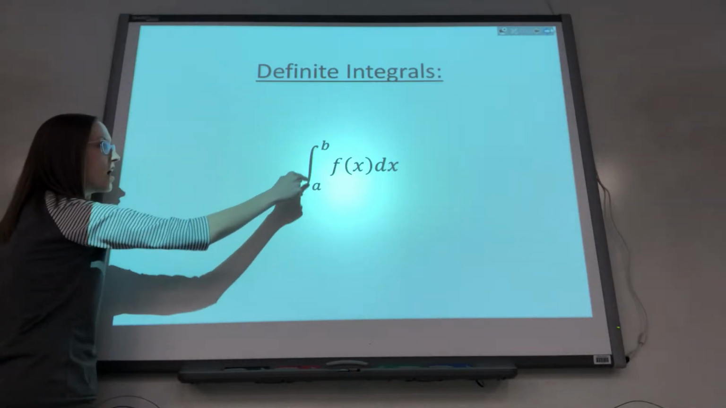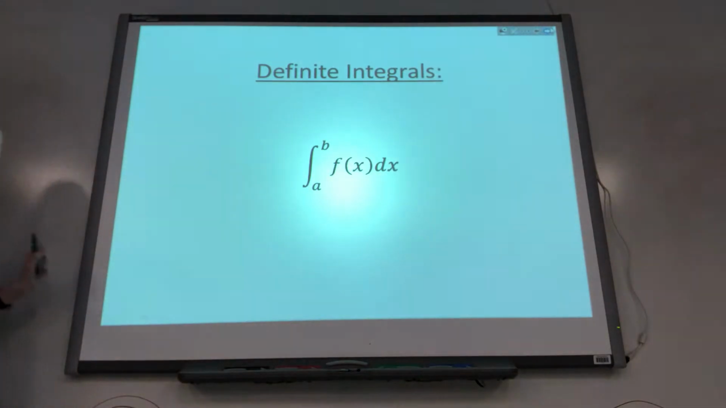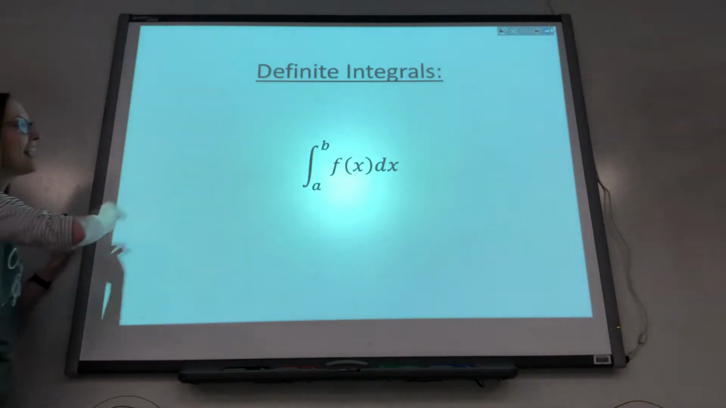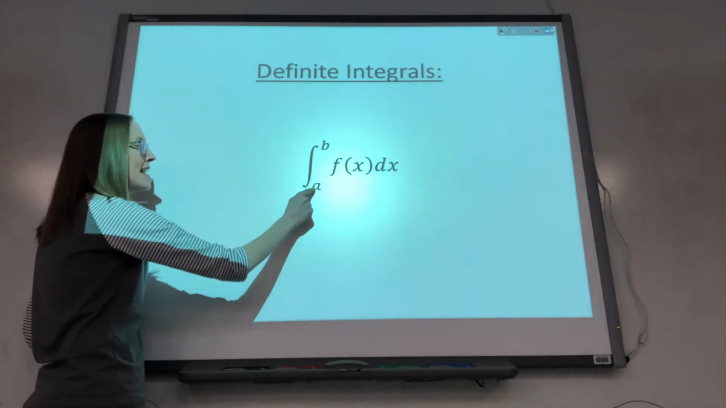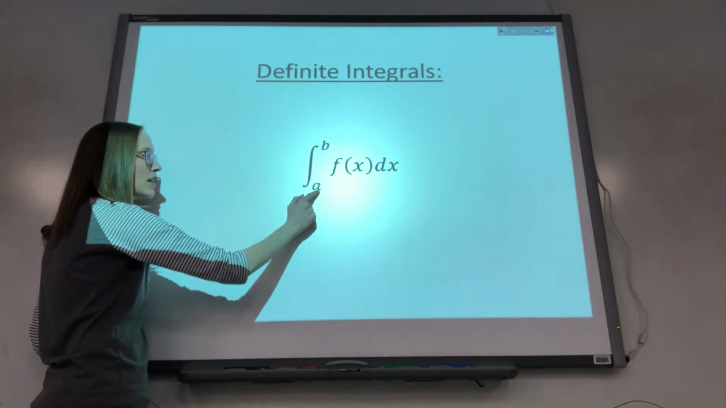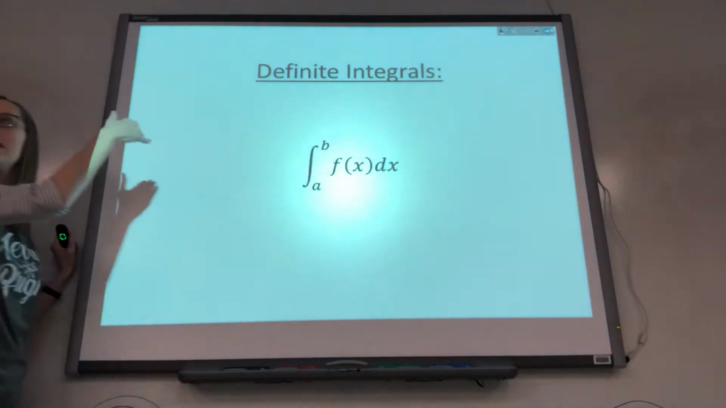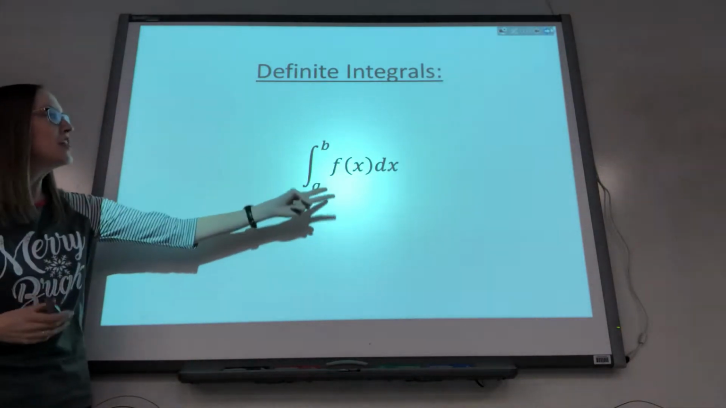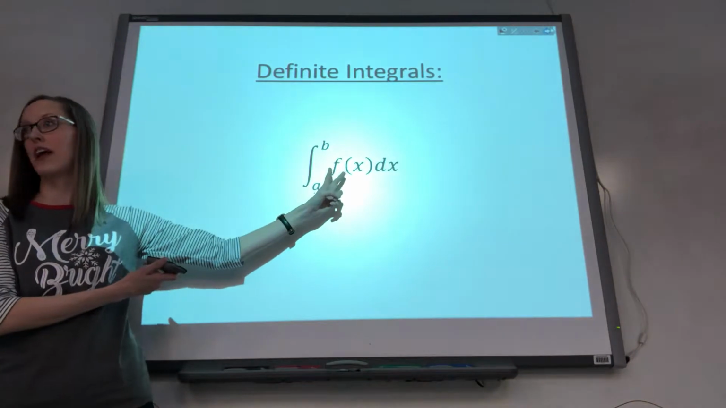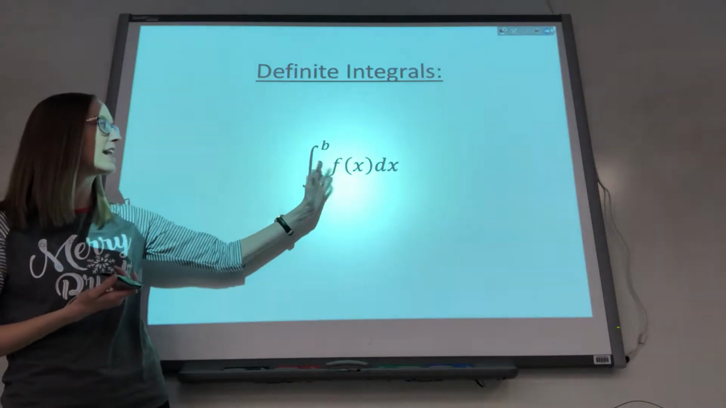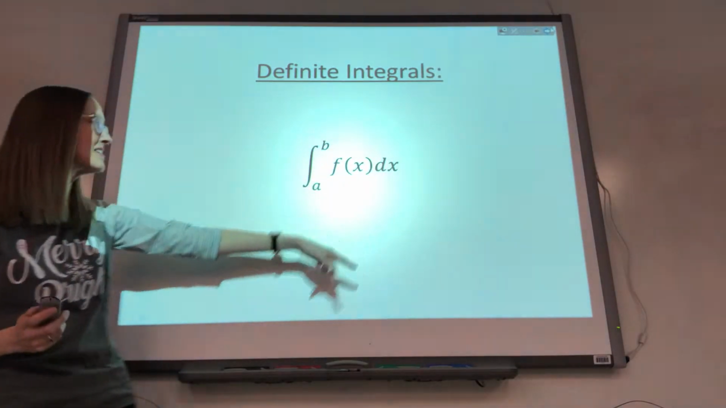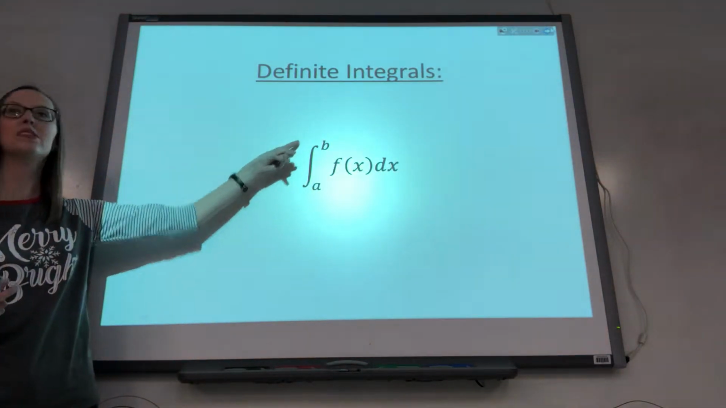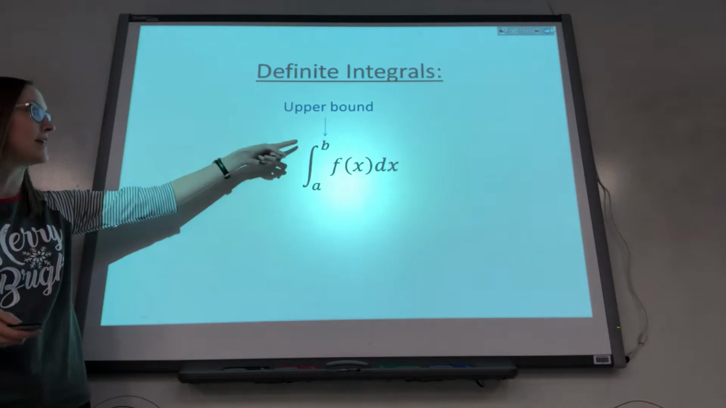But you'll see our integral symbol, the fancy looking S. And instead of just having that symbol by itself, now there's a little A down here at the bottom and a little B up there at the top. You still have your integrand, f of x, whatever that is. In this case, we're integrating with respect to x. But let me tell you more specifically about the A and the B.